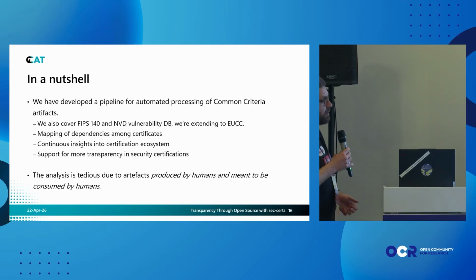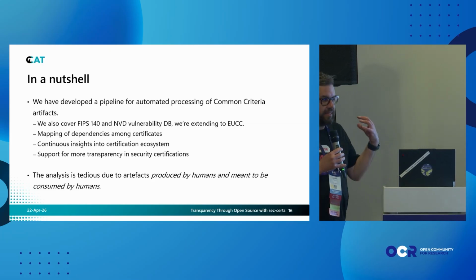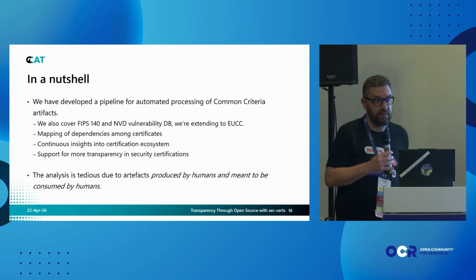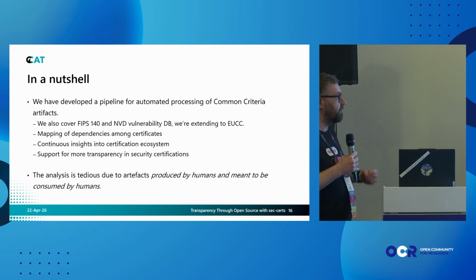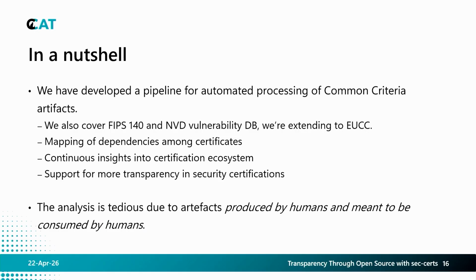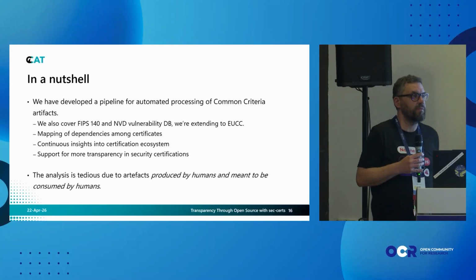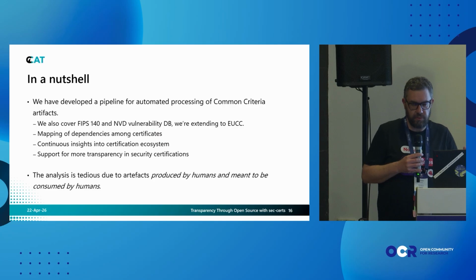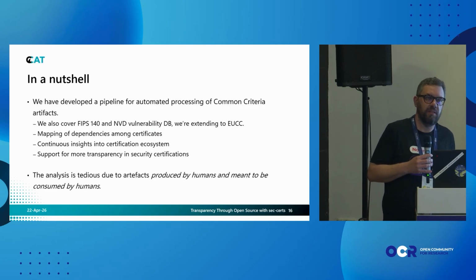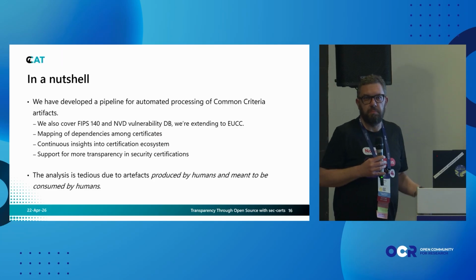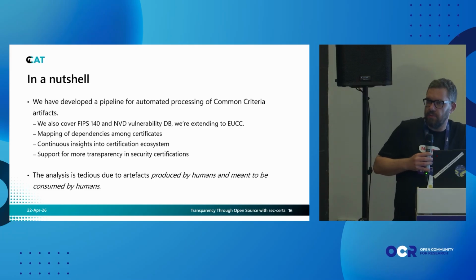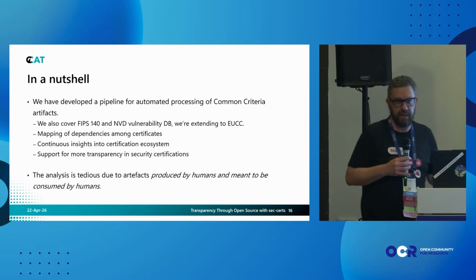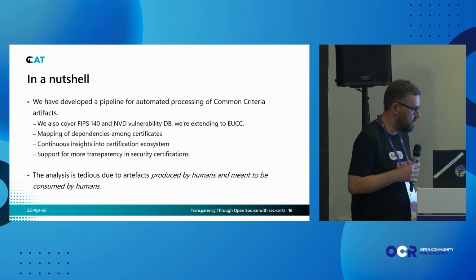Okay, so in a nutshell, we have developed a pipeline for automated processing of Common Criteria and FIPS certificates, plus the vulnerability database, as Vashek said. We track the dependencies between the certificates. We have continuous insights into the certification ecosystem. So if you want to follow closely what's going on, you can do it through sec-certs. And of course, we added more transparency into the ecosystem, because previously it was basically impossible to search for affected products through these certification dependencies.